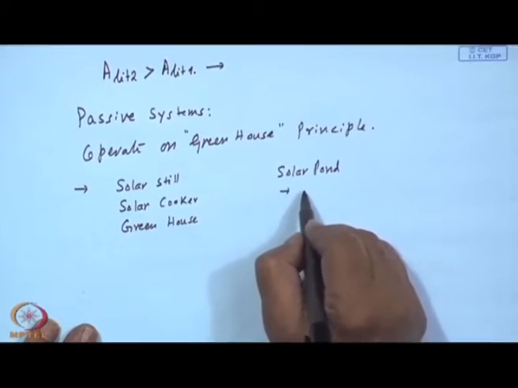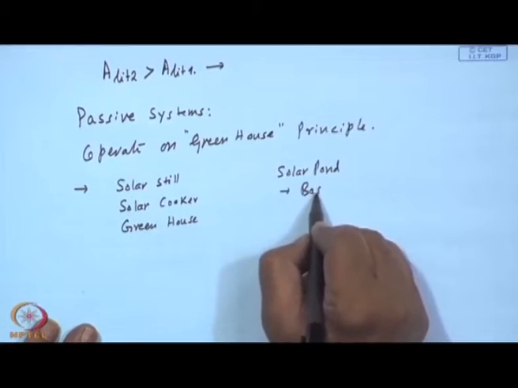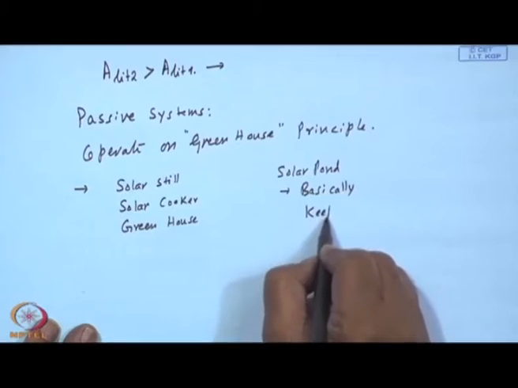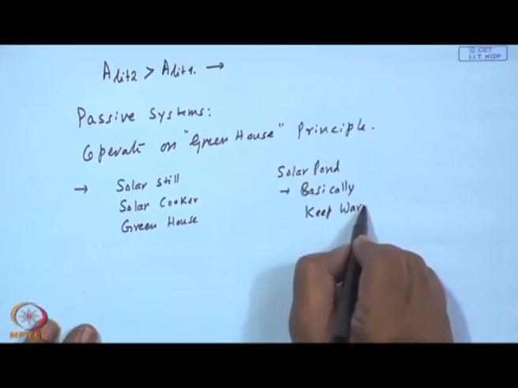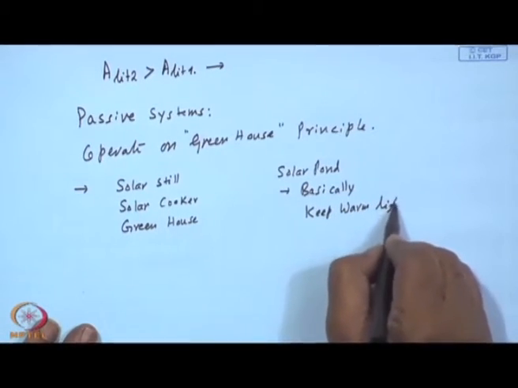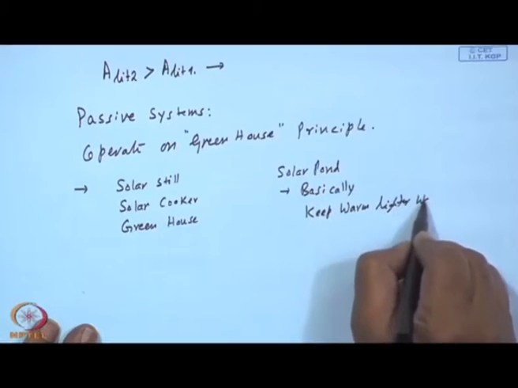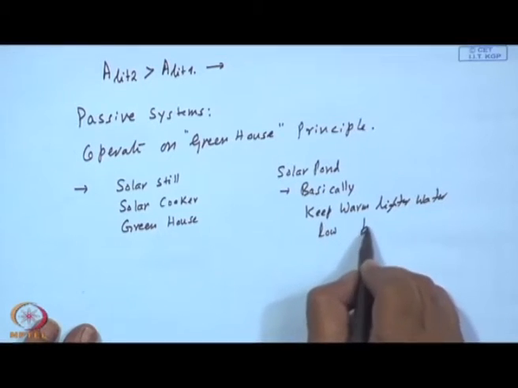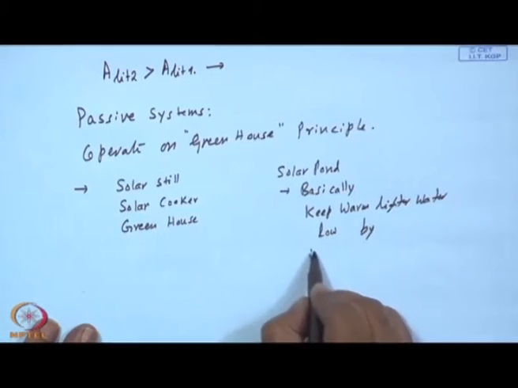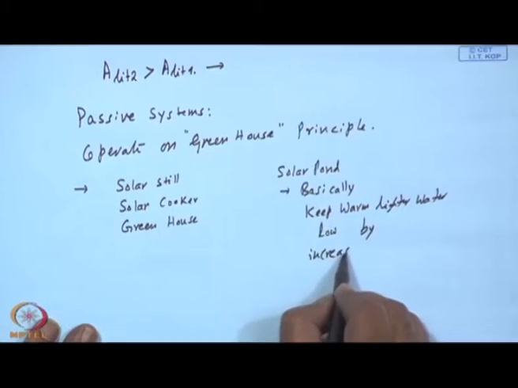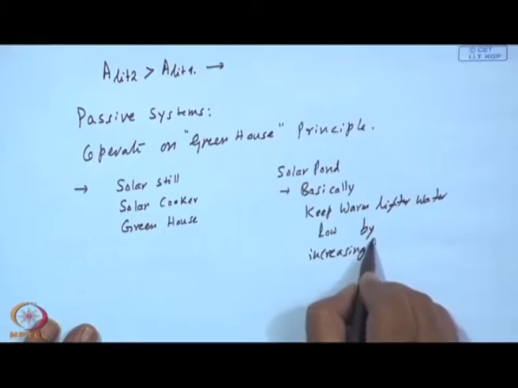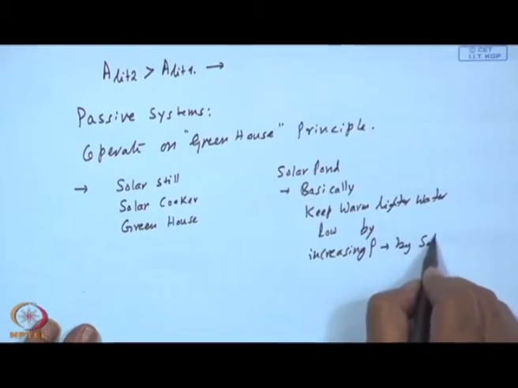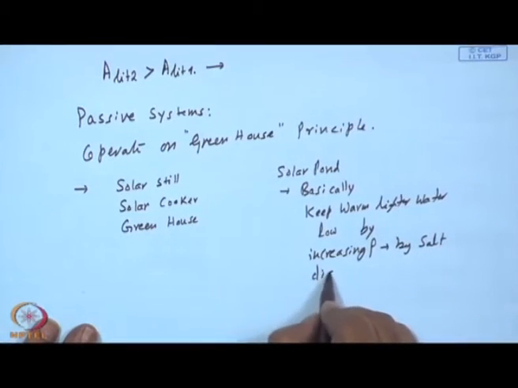So, this is basically keeping the warm, lighter water on top, by increasing the density of the lower layer by salt dissolution.